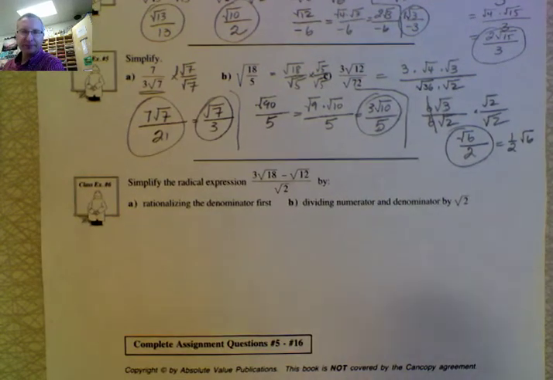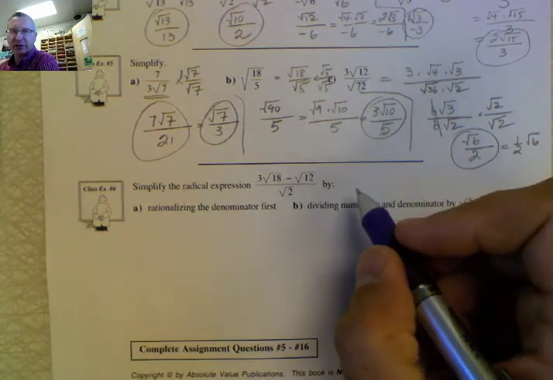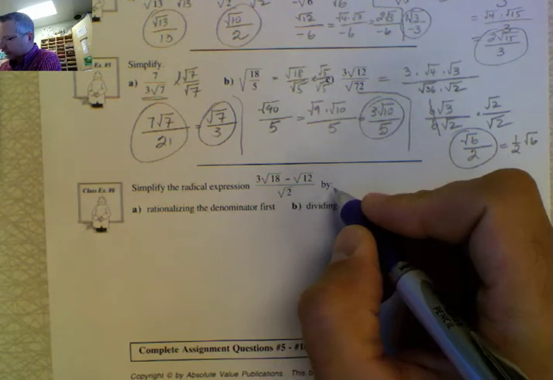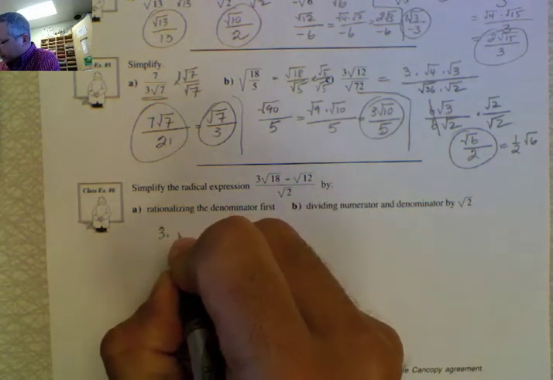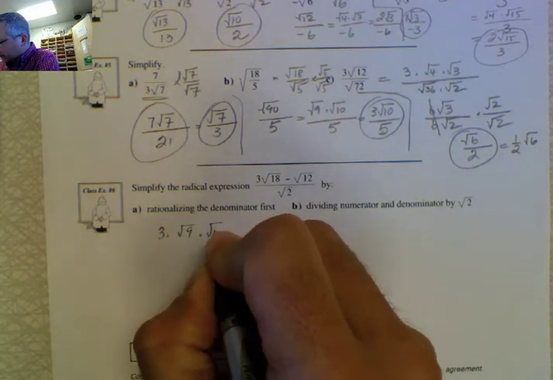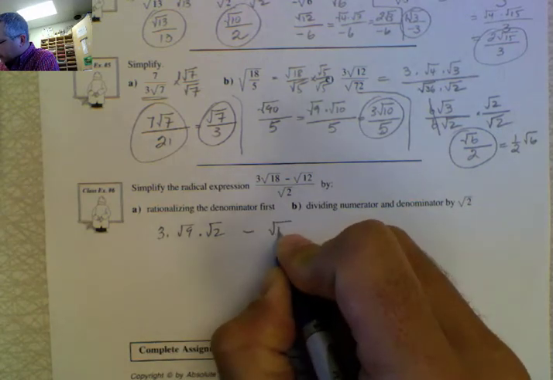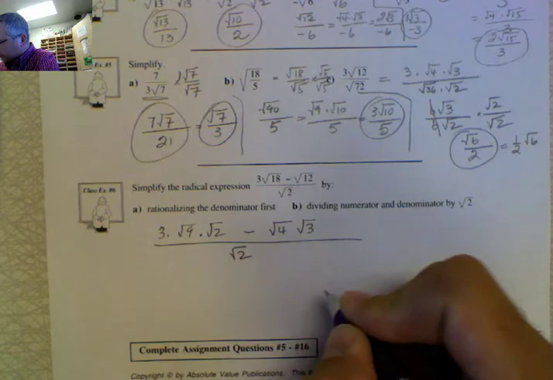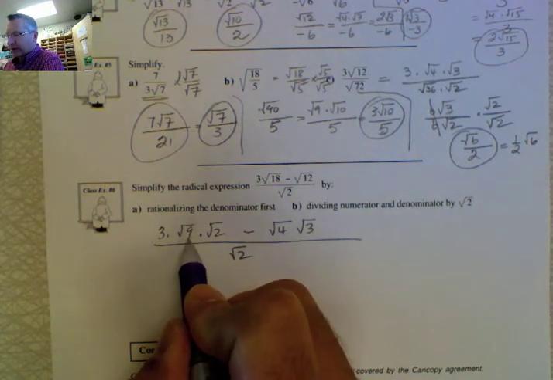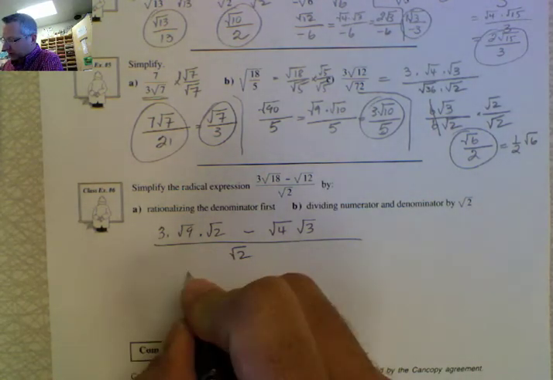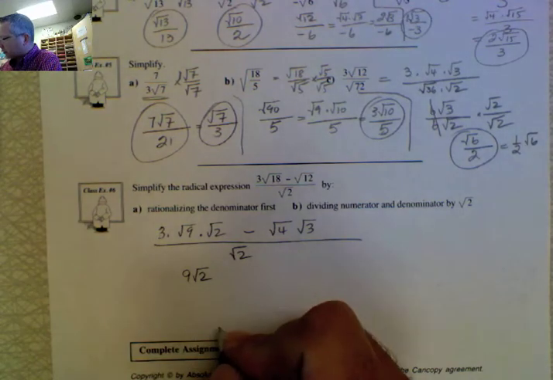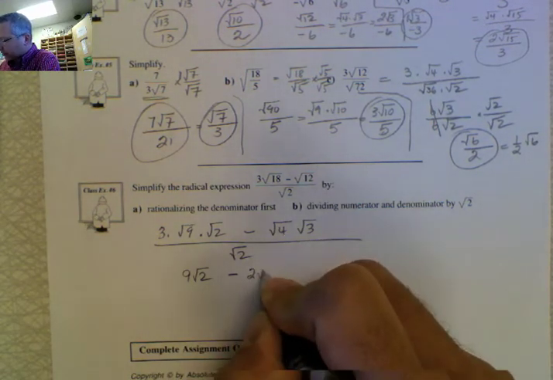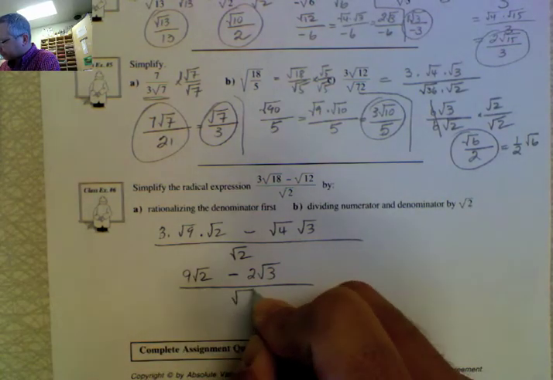Last example, we're going to rationalize this denominator. We're going to first of all simplify what's in the numerator. So we get 3 times the square root of 9 times the square root of 2 minus the square root of 4 times the square root of 3 all over the square root of 2. Square root of 9 is 3. 3 times 3 is 9. This gives us 9 root 2 minus square root of 4 is 2, and we have a root 3.